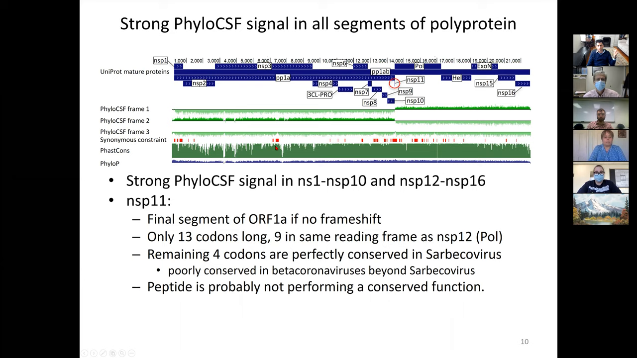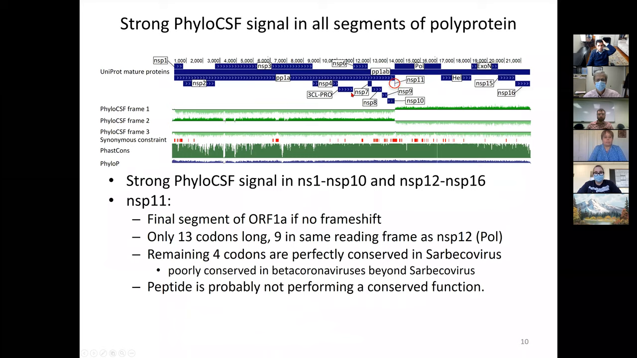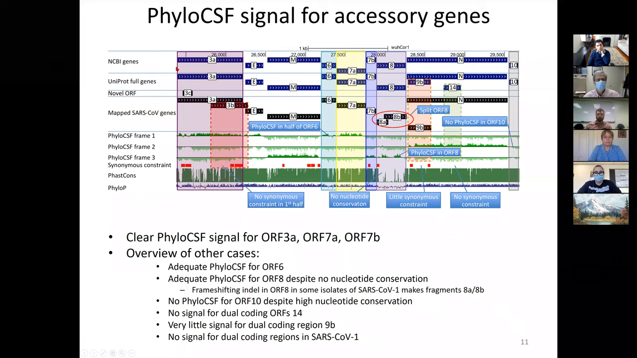Overall, just a very clean signal. If you look at the last third of the genome, which encodes everything past this ORF1AB, you basically see this S1 that I mentioned earlier, and then ORF2, and then ORF3, 4, 5, 6, 7, 8, 9, 10, as you see here. So what do we find?